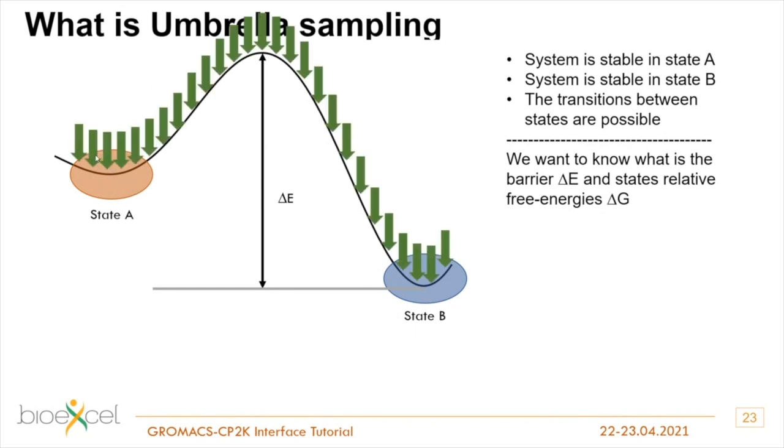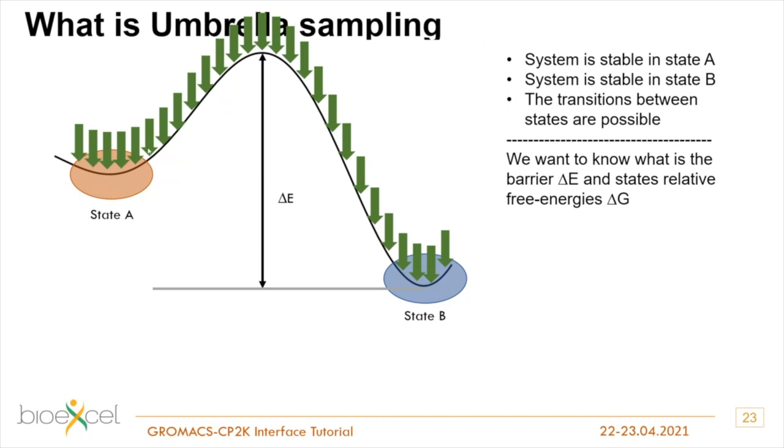Basically, you simulate your system at a number of points along the pathway, so you should know your reaction coordinate beforehand, but in most cases it is like that. You put a harmonic potential at each of those points, indicated here by arrows. The harmonic potential will attract your reaction coordinate towards that point. You basically pull it into that point, and you simulate it with that harmonic potential for some time.